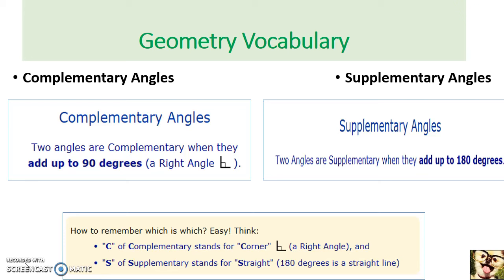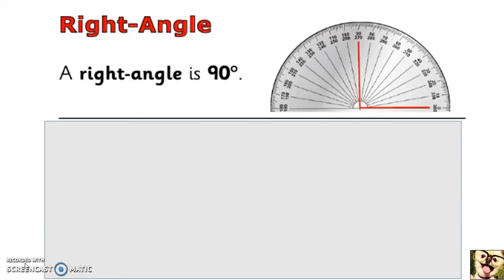That's a little tricky to remember. You can think of C, complementary, stands for the corner, like at a right angle has a corner. The S you can think of for straight, because you'll see in a moment 180 degrees is our straight line.